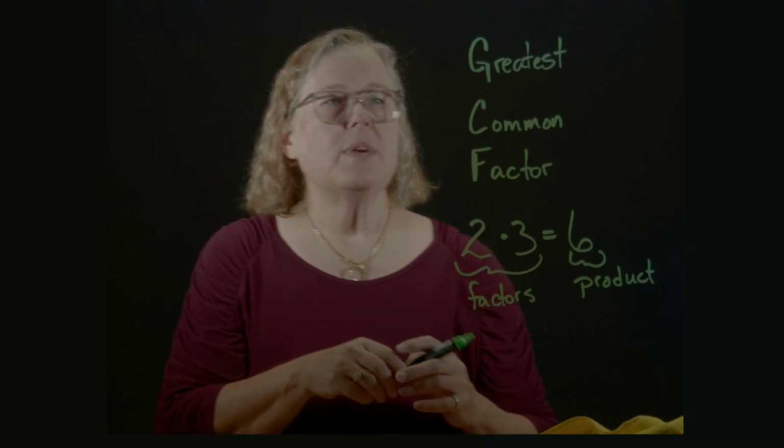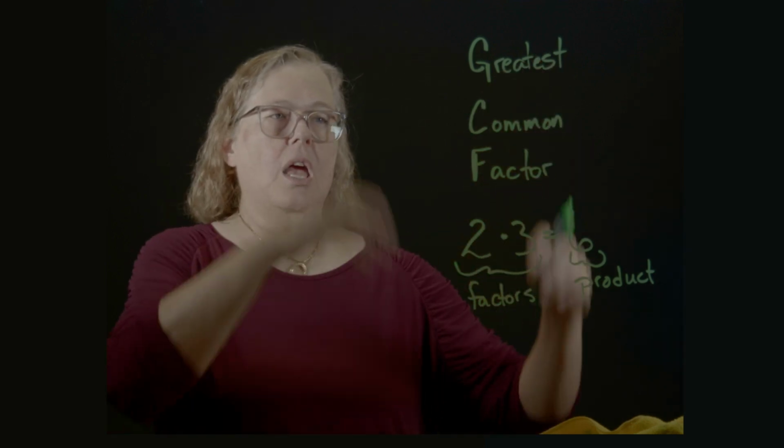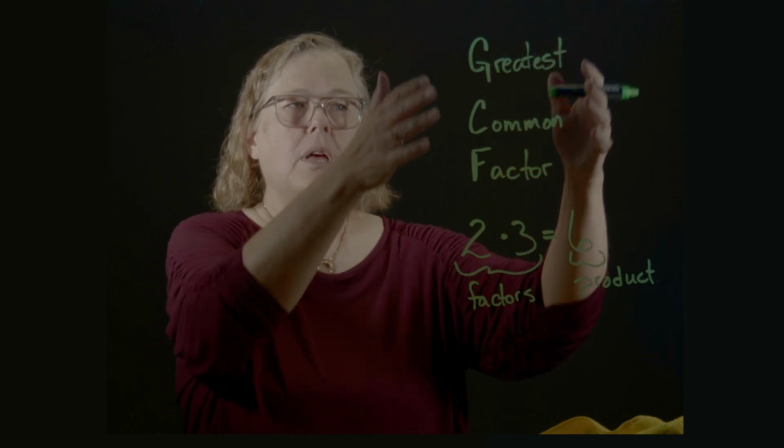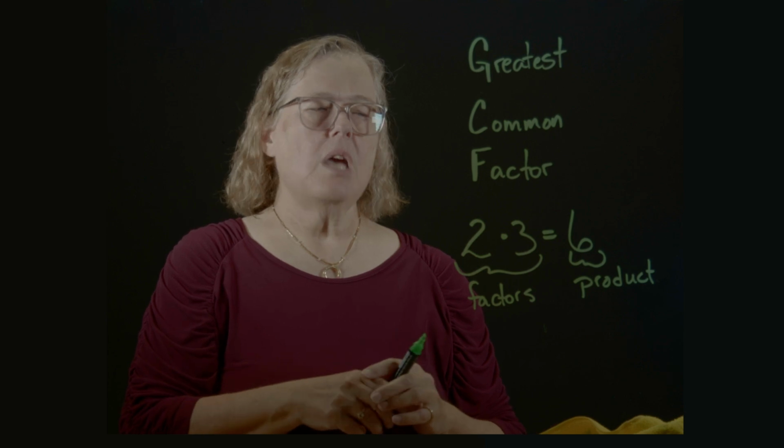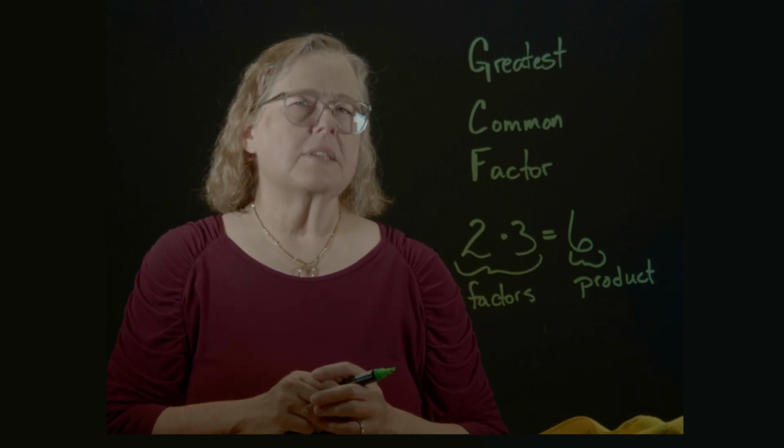All right, so we said the greatest common factor is the biggest number that's the same factor of some numbers. Let's find out what that means exactly. First, I want to make sure we remember how to find factors of a number, because it's hard to find the greatest common factor if you can't find a factor. So let's start with the number 24. I want to know the factors of 24. In other words, what numbers can I multiply together to equal 24?